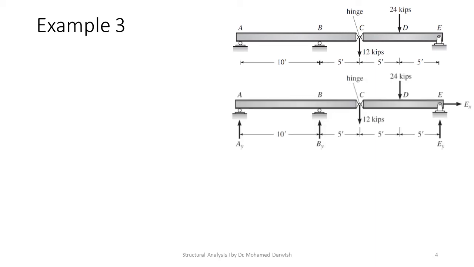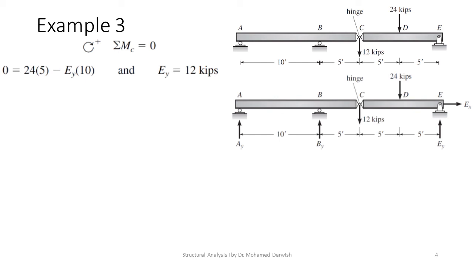So sigma moment about C, so my unknowns here are Ay, By, Ey, and Ex. Of course, sigma moment about C, the easiest way is to look at the side with only one unknown, which is the right hand side. So look right only.